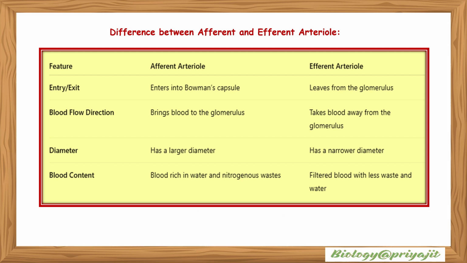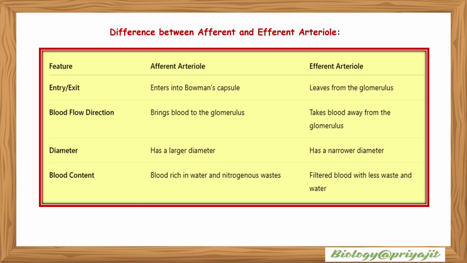You should know the difference between the afferent and efferent arterioles, which move in and out of the Bowman capsule. The afferent arteriole enters the Bowman capsule. The efferent arteriole leaves from the glomerulus. Blood flow direction: the afferent arteriole brings blood to the glomerulus. The efferent arteriole takes blood away from the glomerulus.